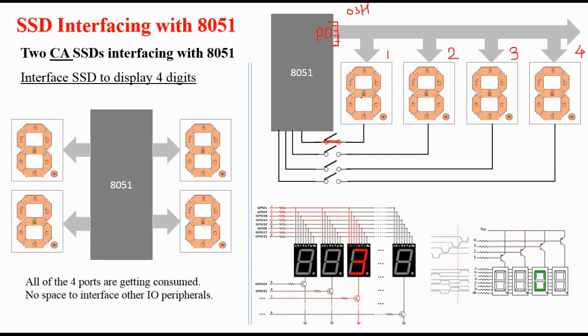Fine. Now let us suppose I want to display 2 on this display. For that purpose I will send the code for 2. The code for 2 is 9FH. The same thing will happen if I send the code. If all of the switches are on, then each and every display will display 2, or if none of the switches is on, then no digit will get displayed.